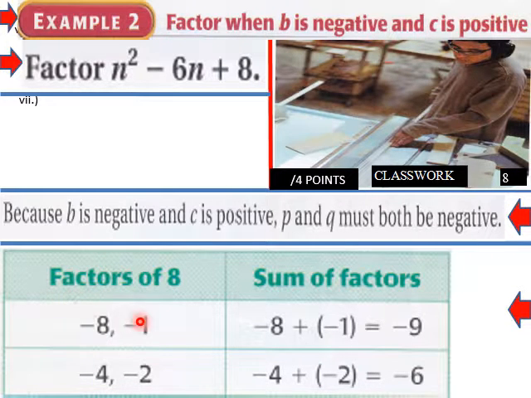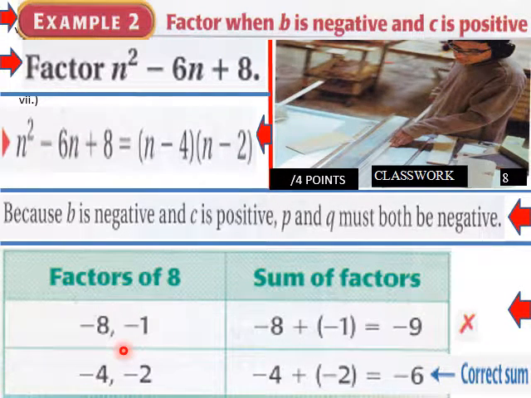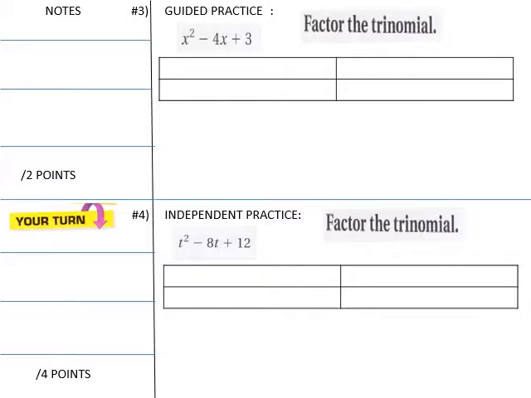So factors of 8, negative 8 and negative 1, and then the sum of factors would be negative 9. That doesn't work. This works here, though. We have a negative 6 here for b, and then negative 4 times negative 2 would be positive 8. So that would be the factoring situation there. So we come up with n minus 4, n minus 2 for this trinomial up here.